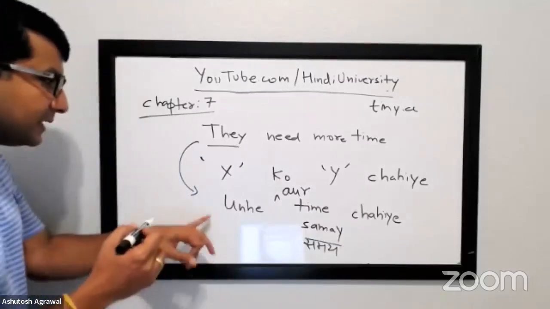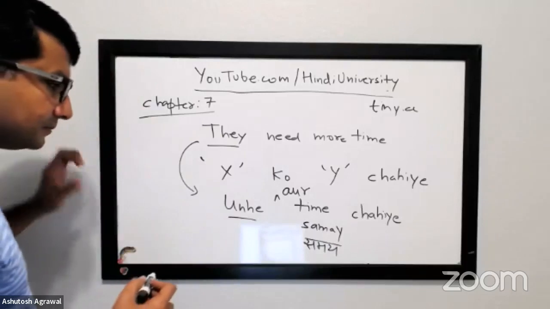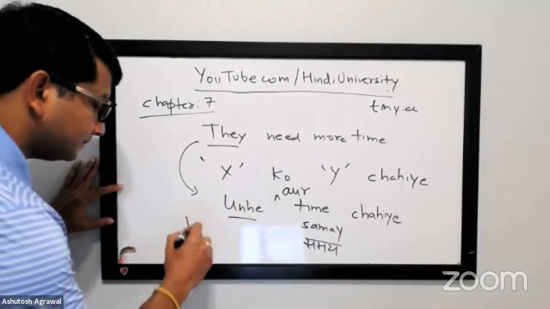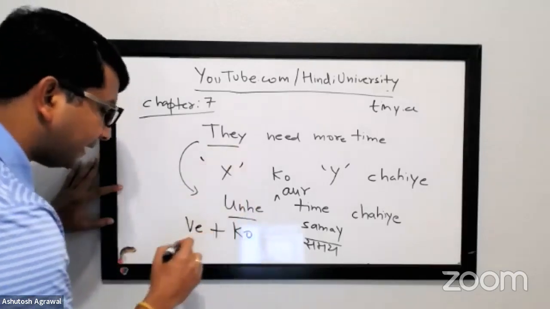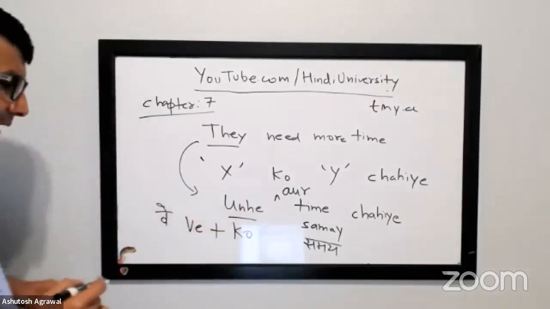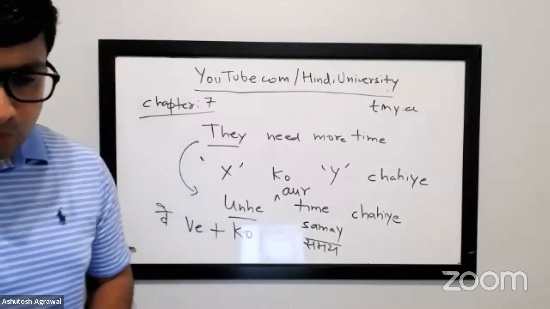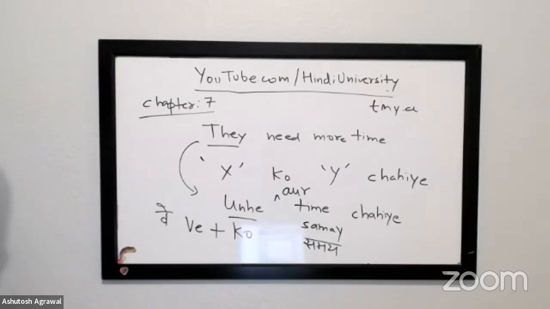उन्हें और समय चाहिए. And how did you come up with उन्हें here? They plus ko. Very good. वे plus को. So they is वे, and when you add को to it, it becomes उन्हें or उनको. They both are the same. उन्हें और उनको. Okay. उनको समय चाहिए. Any questions? Anyone so far?